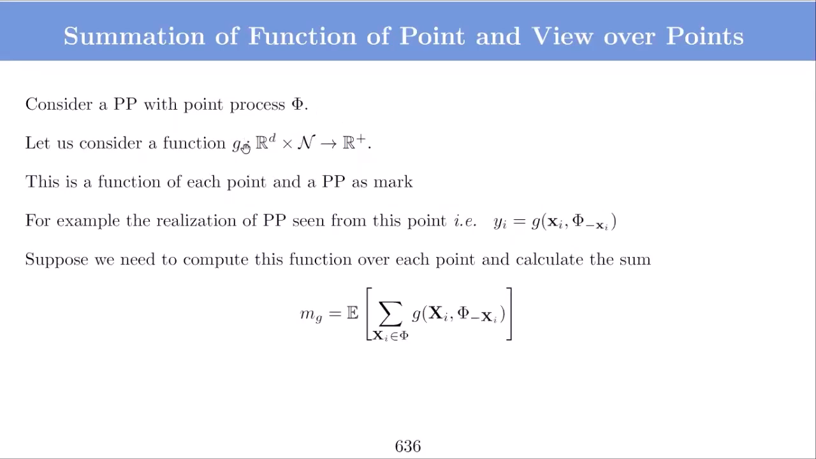This function takes a value from R^d and a value from N and maps it to a real positive number. The first one is the point's location, and the second one is its mark, which is itself a point process. For example, the realization of the point process seen from the point xi is phi minus xi. So there can be a function g, which is a function of xi and this view phi minus xi.